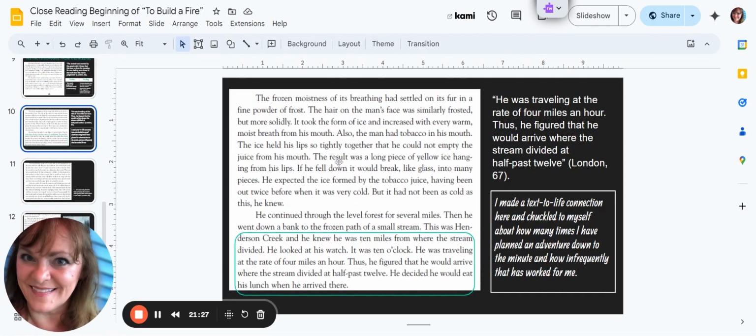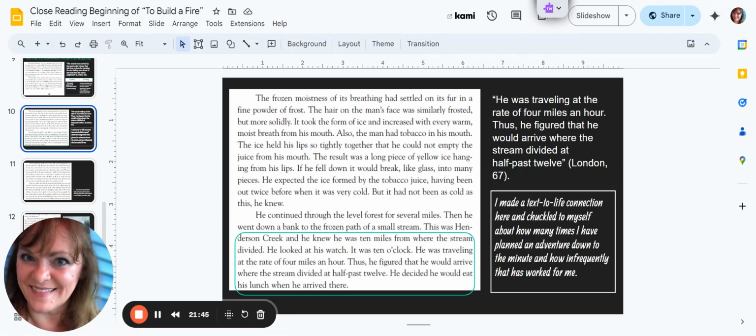The frozen moistness of its breathing had settled on its fur in a fine powder of frost. The hair on the man's face was similarly frosted, but more solidly. It took the form of ice and increased with every warm, moist breath from his mouth.